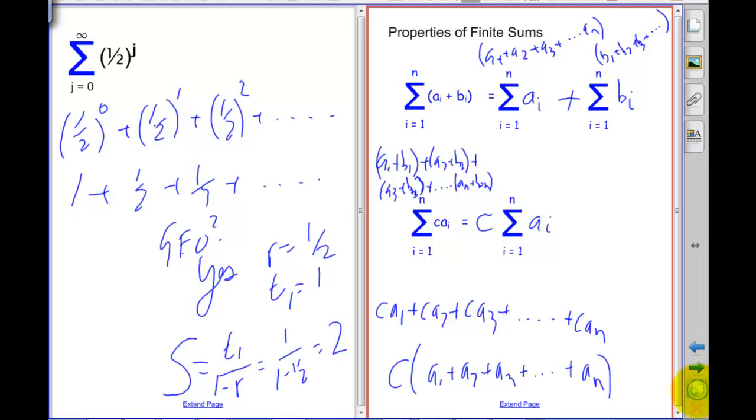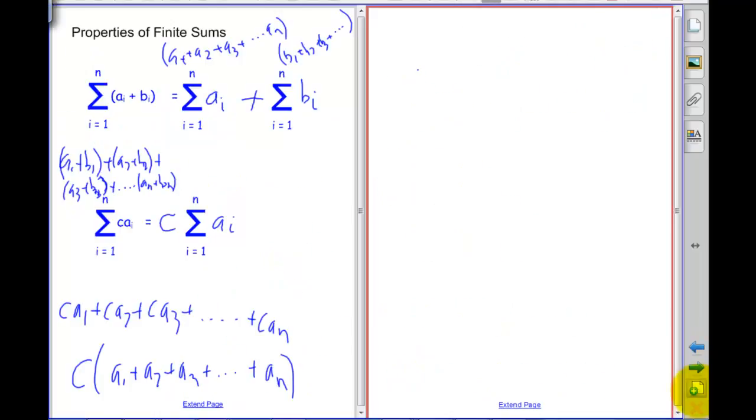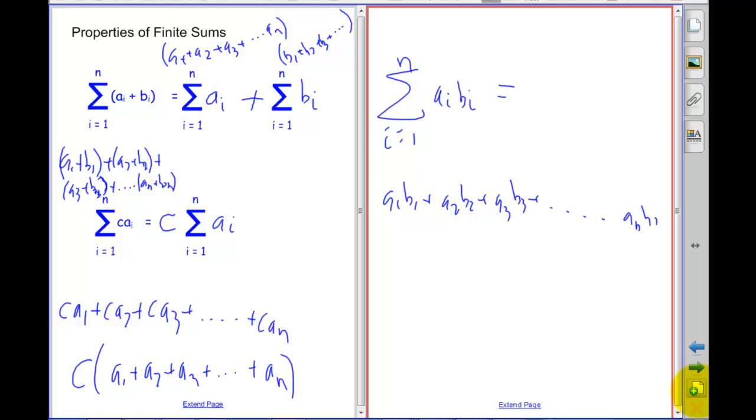But I want to add one in here. What about the summation from i equals 1 to n of a sub i times b sub i? What do you want to call that? Because remember, this is going to be a1 b1 plus a2 b2 plus a3 b3 all the way up to a sub n b sub n. Can you combine what we just did? Sigma a i plus sigma b i.